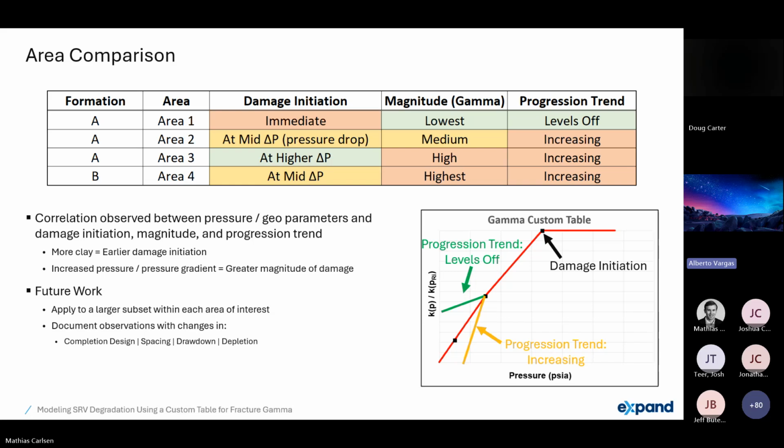And what we found was for area 1, for formation A, we saw it immediately, but that wasn't the case for all of them. So area 2, 3, and 4, we saw it at some higher pressure, with area 3 being the highest. The second thing we were looking at is the magnitude of the gamma.